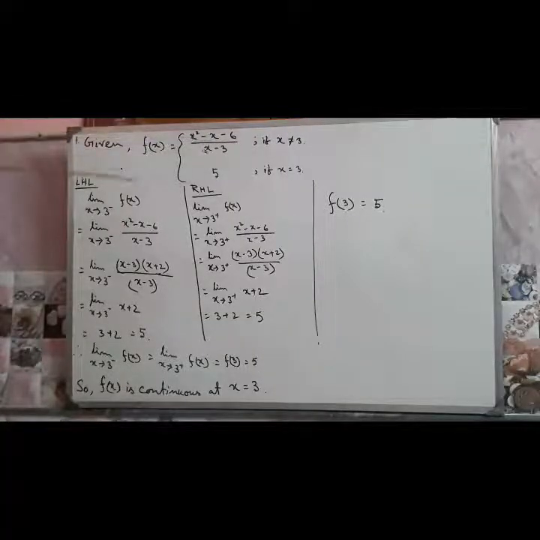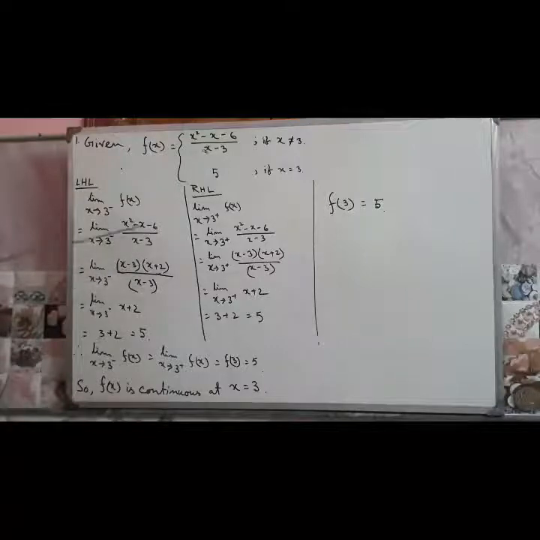So at first we have to find the left hand limit, that is limit x tends to 3 minus f of x, that is limit x tends to 3 minus of the functional value. As the value of x is not equal to 3, we took this value (x square minus x minus 6) by (x minus 3).